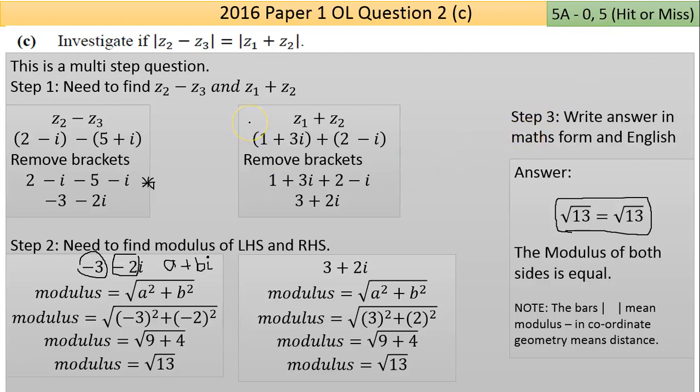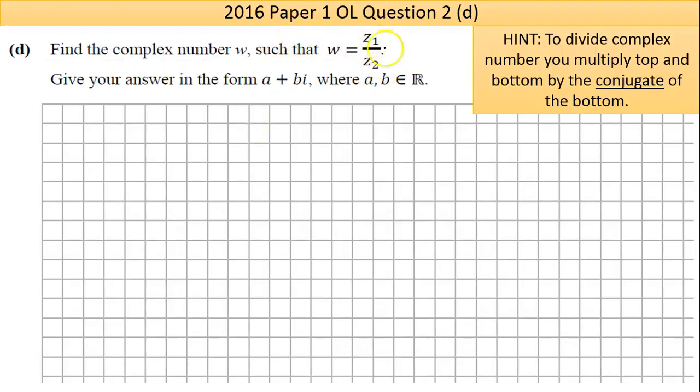So that's part C. Now part D, okay, is they're testing division. So they're saying find the complex number that's given by Z1 divided by Z2. Now, the rule for division of complex numbers is simple. You divide top and bottom by the conjugate of the bottom. So first thing we need to deal with is what's this conjugate?